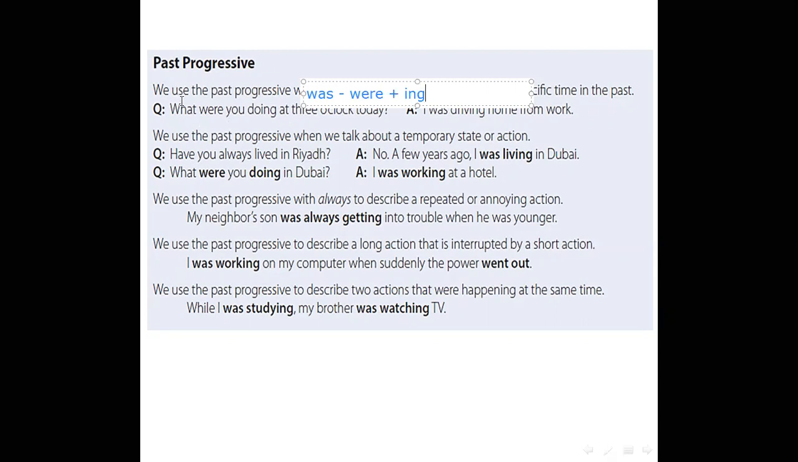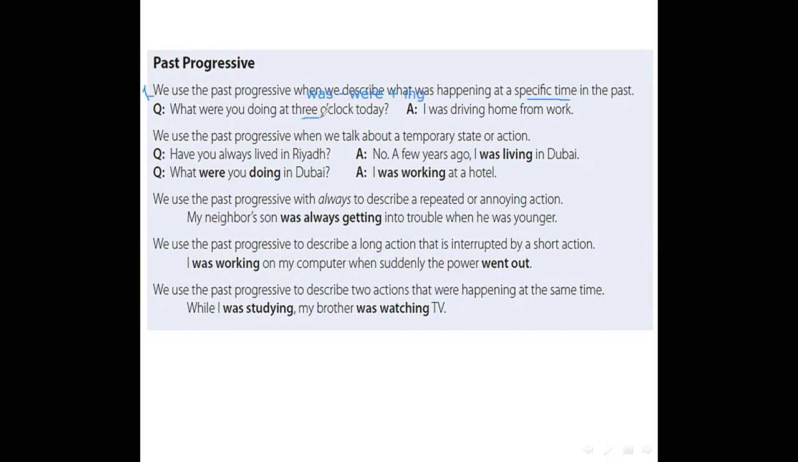There are 5 uses for past progressive. Number 1, we use the past progressive when we describe what was happening at a specific time in the past. For example, what were you doing at 3 o'clock today?